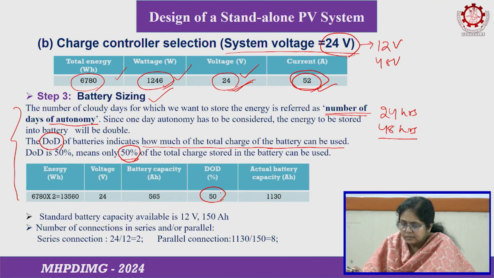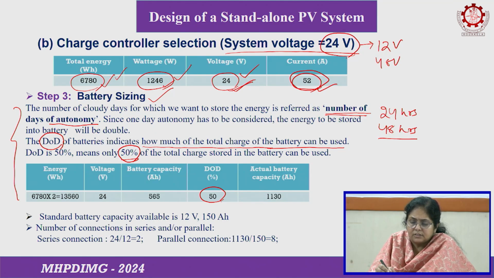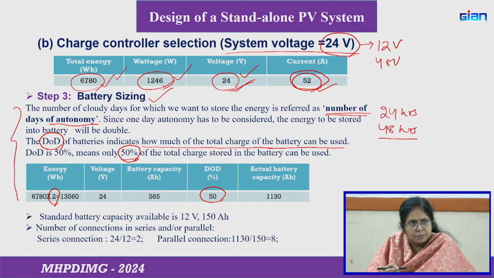From the energy requirement, we have calculated the total energy required as 6780 watt hour. Considering 1 day autonomy, the size of the battery should be double of that. Okay. So, with 1 day autonomy, it should be able to supply for 48 hours. That is why in calculating the watt hour requirement, it is the actual calculated energy multiplied by twice, that is due to the autonomy.